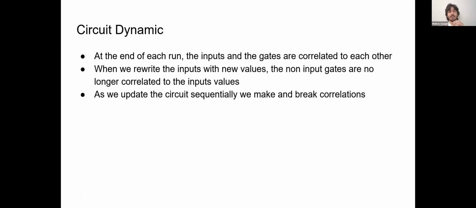As I was saying, at the end of each run, the inputs and the gates are correlated. As we write the new inputs, the inputs and the gates are no longer correlated, and as we update the circuit, we make and break correlations.